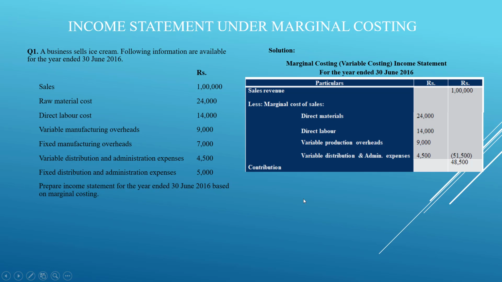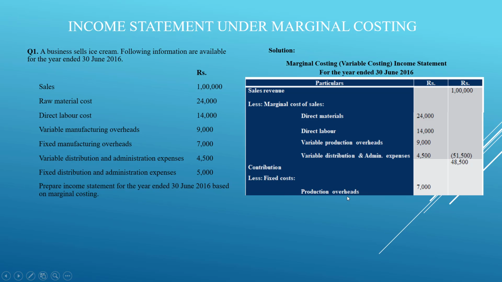Now in order to find out the profit or loss of a business, whether we have got profit or whether we have got loss, from this contribution you have to deduct the fixed overheads, right, or fixed expenses. So we have fixed manufacturing overhead and fixed distribution and administrative expenses. Now we'll write out the fixed cost. What are the fixed costs? Production overhead, yes, that is the manufacturing overhead, 7,000. Next is administration and distribution expenses, 5,000.